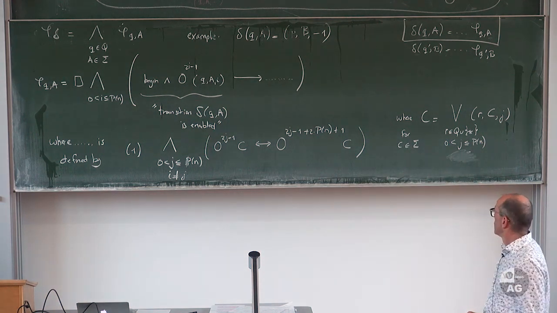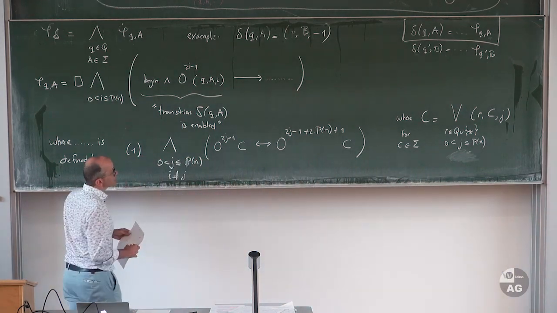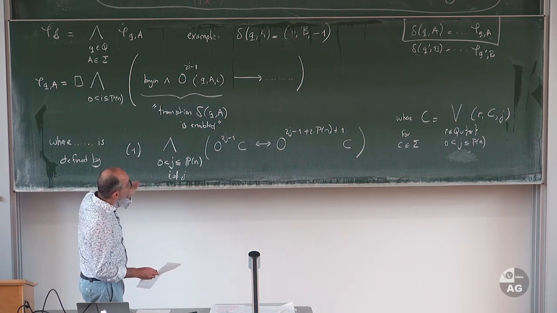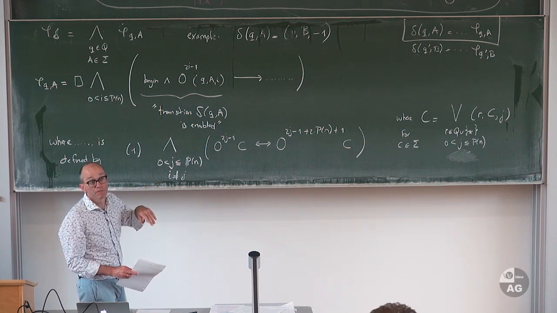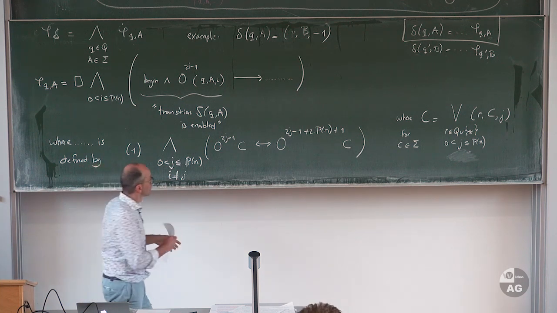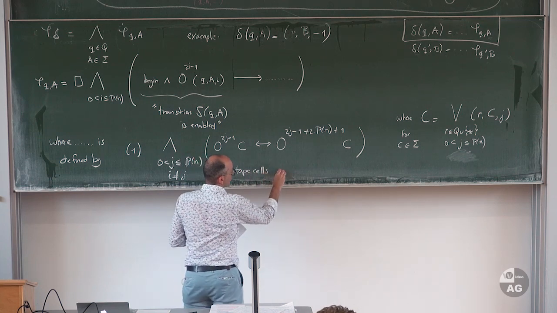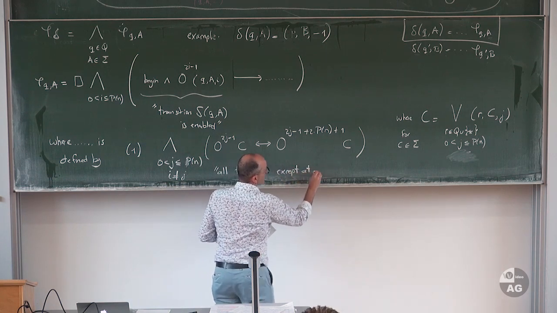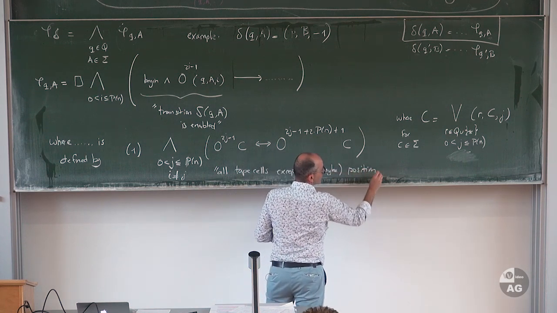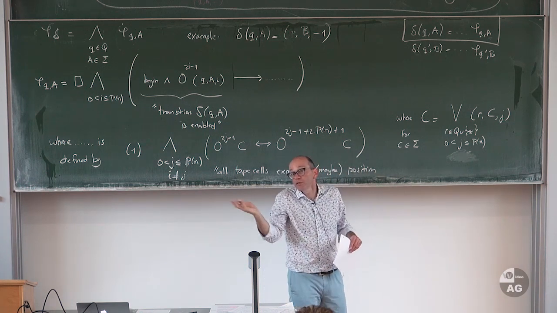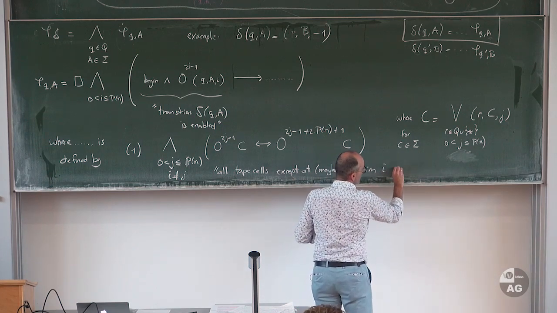Good. Wow. What is this formula saying? This formula is saying that basically all tape cells except the one at position I are unchanged. No? Good. So I write it down. So it says all tape cells except at maybe position I. It could be that the transition doesn't change the symbol, I don't know yet, right? All tape cells except at position I remain the same.